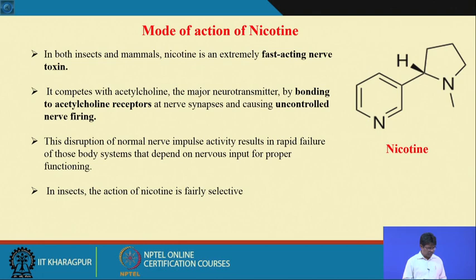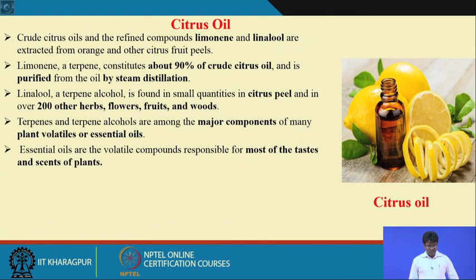and the other one is citrus oil. The crude citrus oils and the refined compounds like limonene and linalool are extracted from orange and other citrus fruits. Limonene, a terpene that constitutes about 90% of crude citrus oil, is purified from the oil by steam distillation. Linalool, a terpene alcohol, is found in small quantities in citrus peel and in over 200 other herbs, flowers, fruits and woods. Terpenes and terpene alcohols are among the major components of many plant volatiles, such as essential oils. Essential oils are the volatile compounds responsible for most of the taste and the scents of plants.